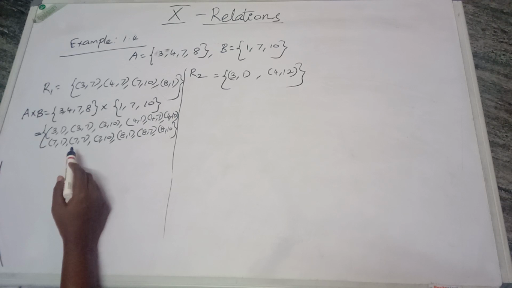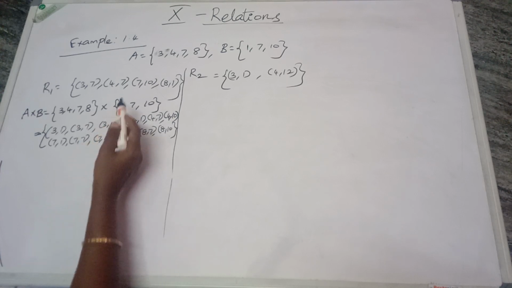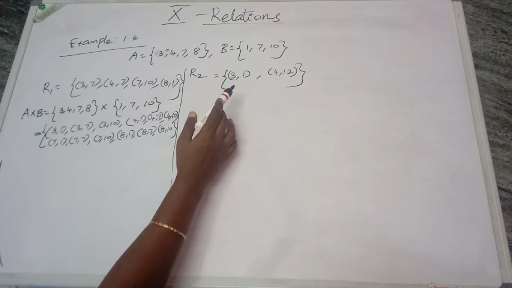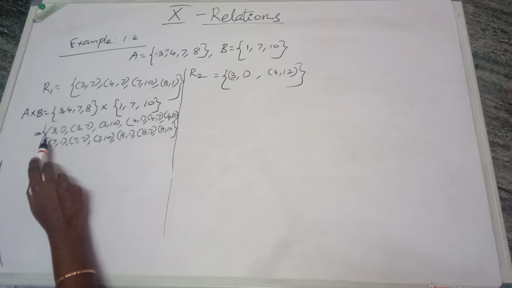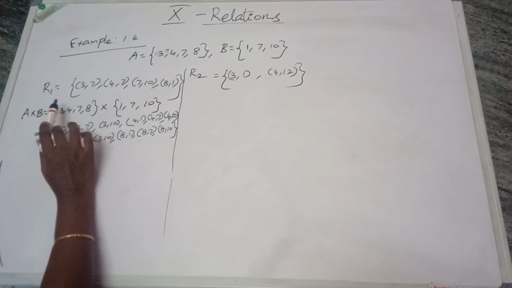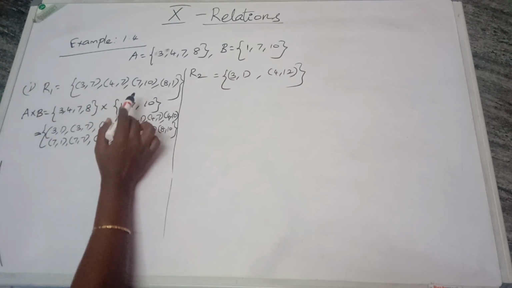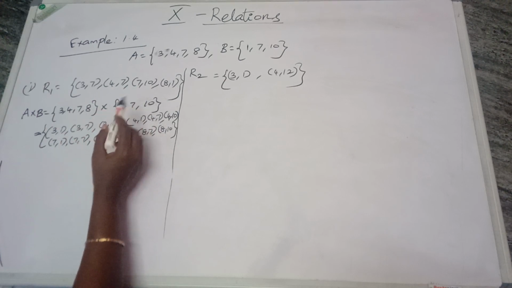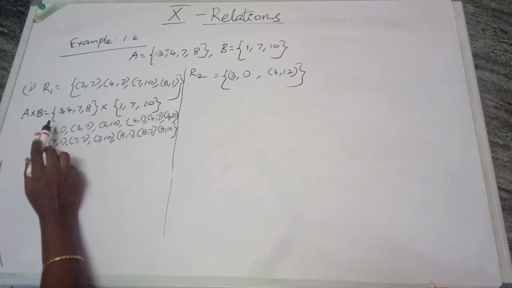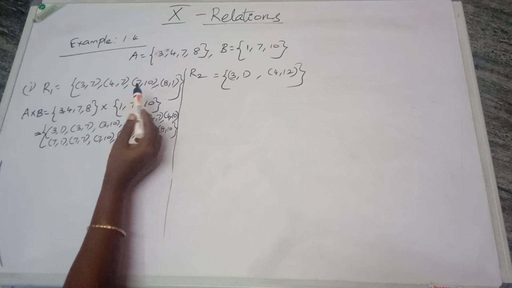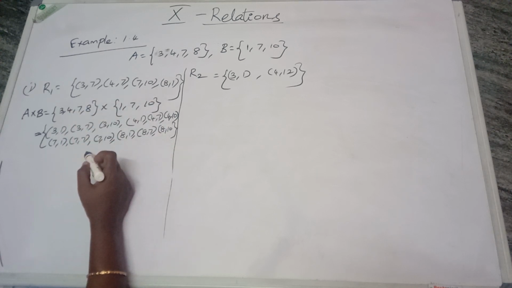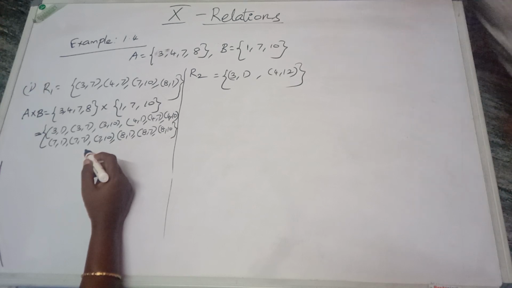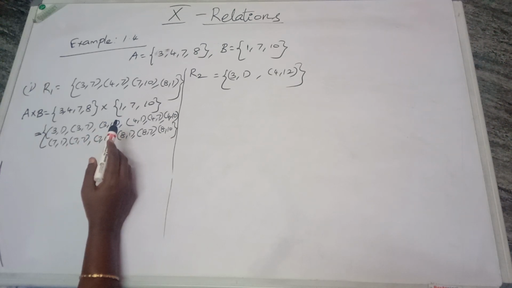So here the question is, which of the following sets are relations from A to B? See here, we have to check the first one, R1, whether it is a relation from A to B or not. If it is a relation from A to B, this relation should be a subset of A cross B. So we have to see whether all these elements are in A cross B or not. If they are there, then R1 is a relation from A to B. We can come to the conclusion like that.